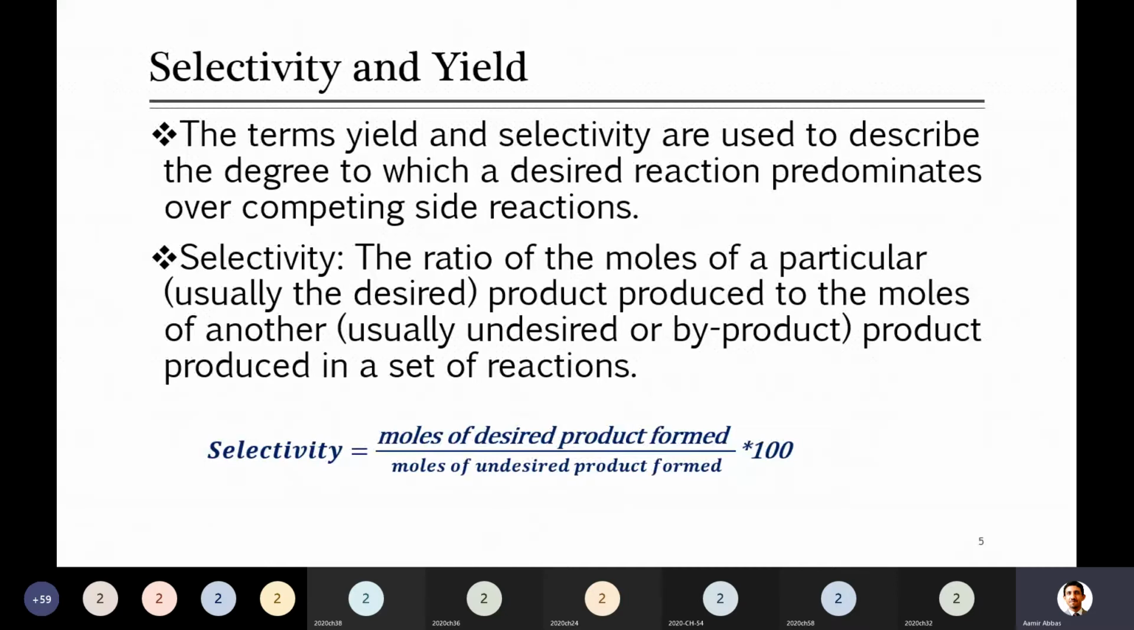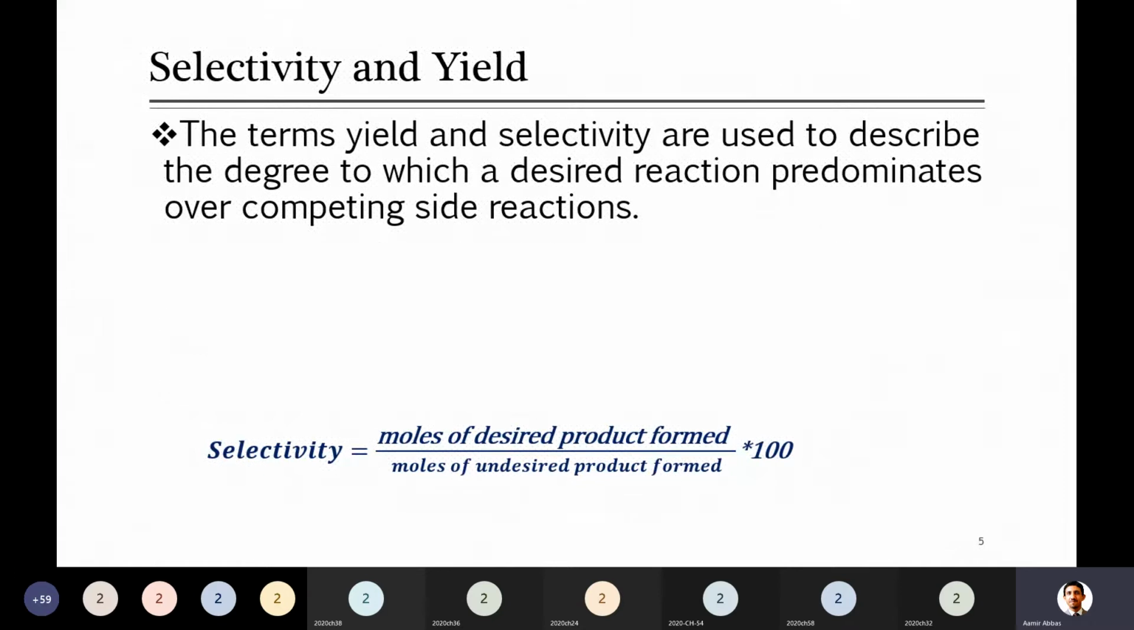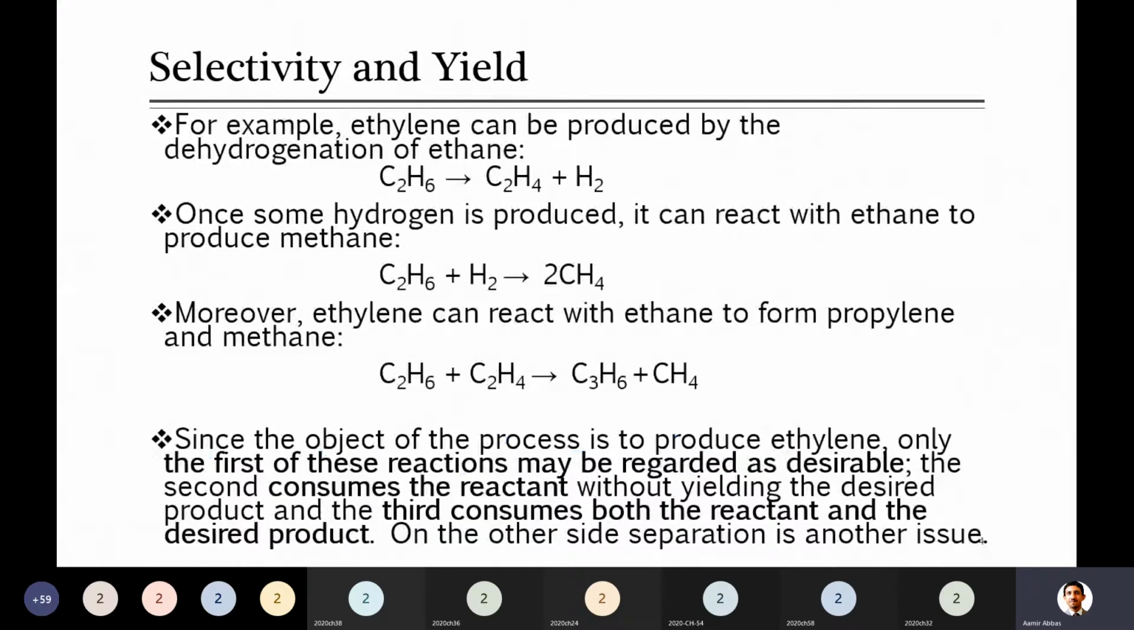If I go back to the last slide and ask you, what is our desired product in these reactions? Sir, C2H4. Ethylene. So ethylene, C2H4, is our desired product. Now if I ask you to find the selectivity of ethylene with respect to any undesired product, how many undesired products are we producing here? Two. Which ones? Sir, propylene and methane. Yes, these are two undesired products.